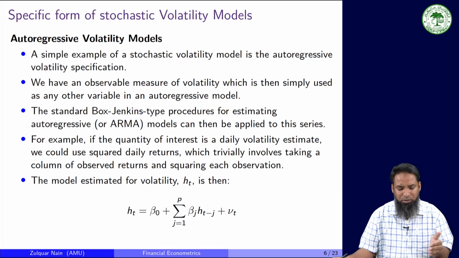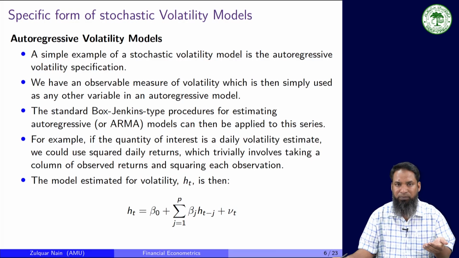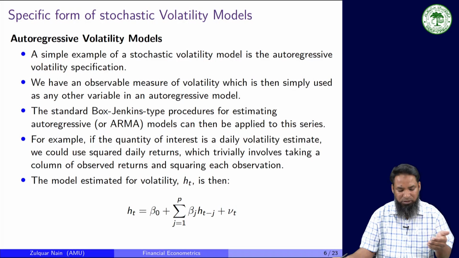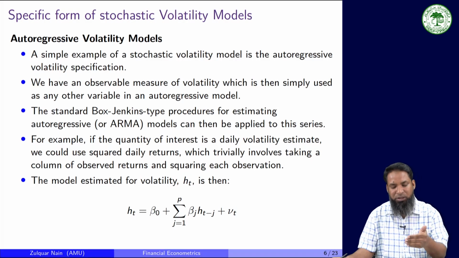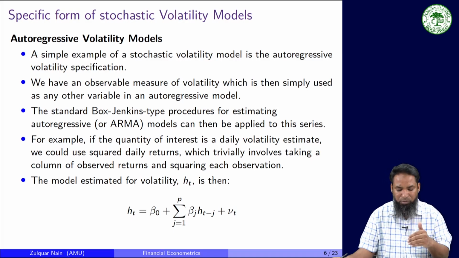Basically, autoregressive volatility models follow a similar structure to what we discussed in the autoregressive models. The only difference is that here we are using the observed volatility as the variable. Then, using a similar Box-Jenkins type procedure, we will be able to estimate the volatility.